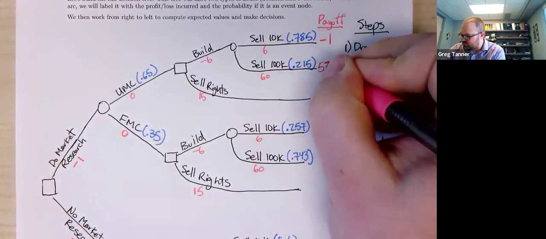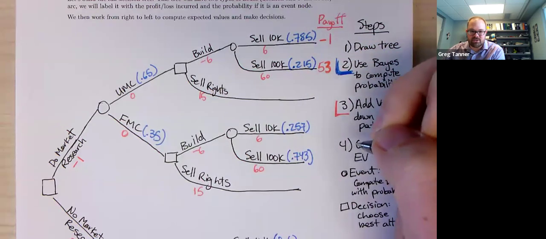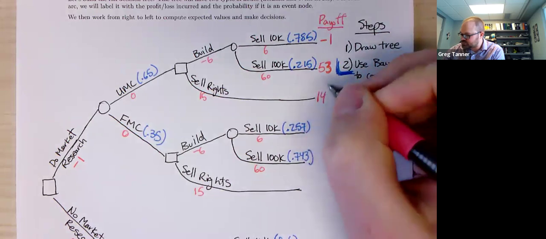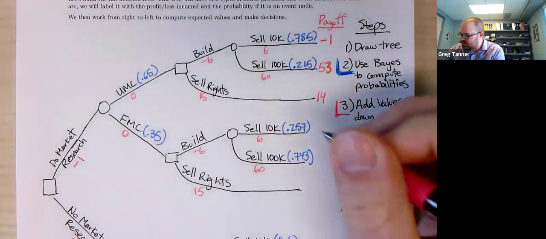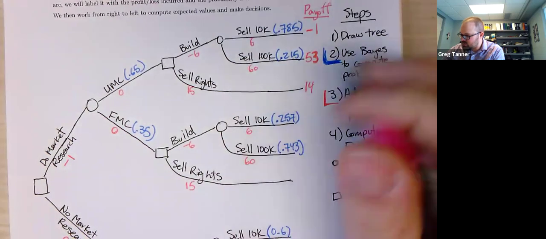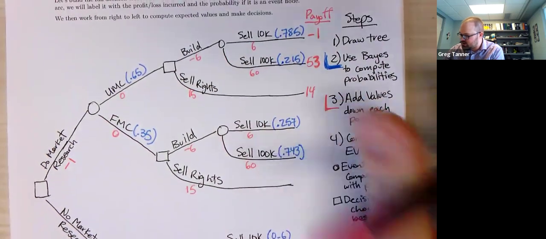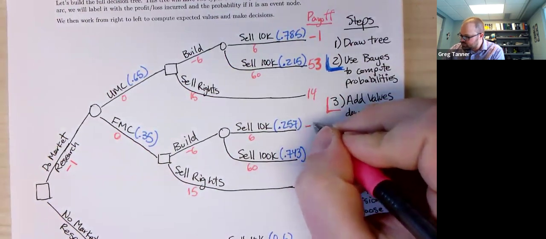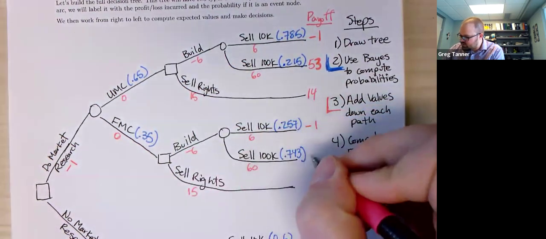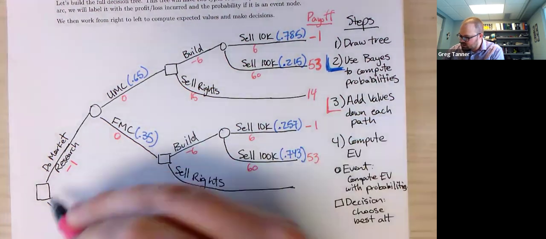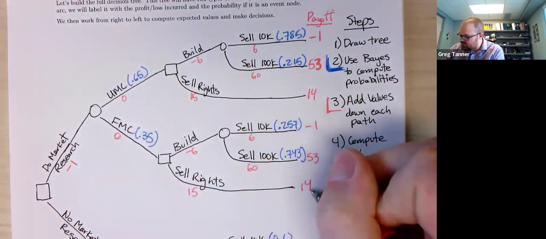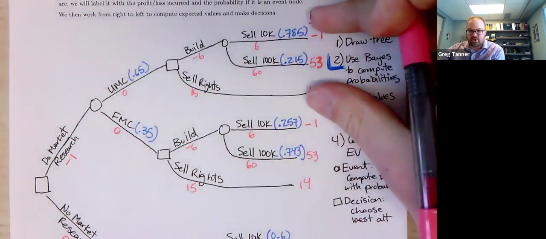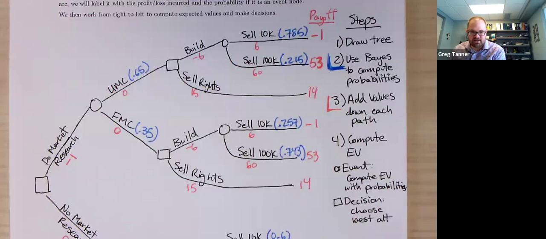So our previous 54, but minus the 1 for the market research. This one's going to be 14. -1 plus 15. Here we're going to get a -1 as well, and a 53. And here we're going to get a 14. Okay, so the top branch here and this branch get the same payoffs.